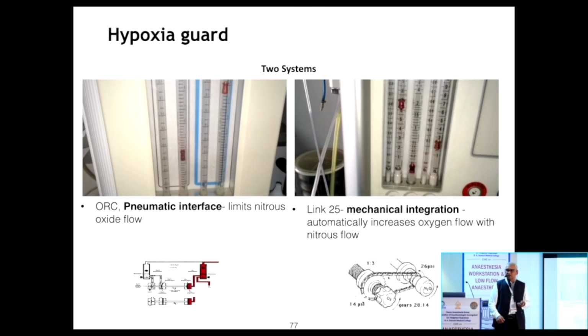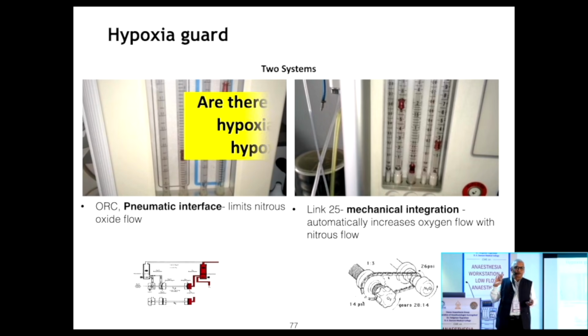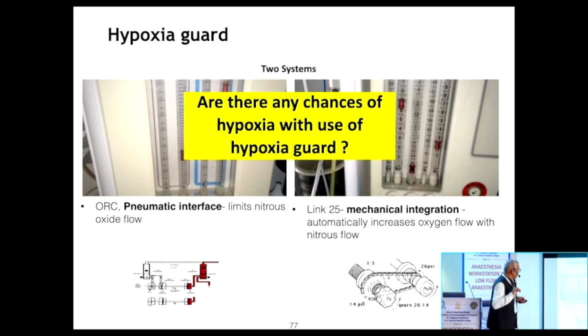In the Link 25 system, the moment you start nitrous, oxygen will start. Well, in case of ORC or a numeric interface, it will not allow you to start nitrous unless you start the oxygen. Okay. So once we started incorporating this, I was very happy. Now hypoxia cannot happen. Okay. Are there any chances of hypoxia after the hypoxia guard?